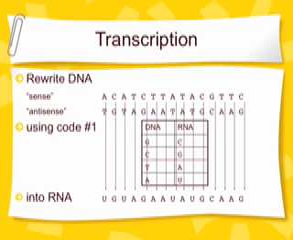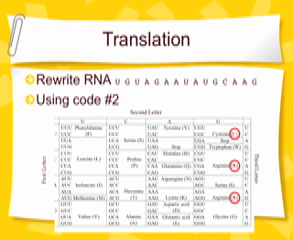So now you have taken that DNA and you've decoded it and turned it into RNA. And the new RNA strand reads UGU, AGA, AUA, UGC, AAG. So now we'll take that RNA, and that RNA is going to be turned into a protein. So I've just recopied the RNA up there, and we're going to translate that RNA using the second code.